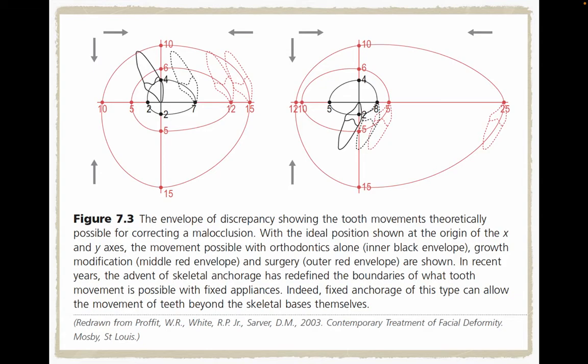For that reason, there is an envelope of discrepancy developed by Proffit. If you look at the diagram here, that represents the lower arch. The inner circle in black represents the tooth movement that we can do with braces alone, while the outer circle in red is what we can do with growth modification, whereas the bigger circle is with orthodontic surgery. So for example here, if the lower incisors are class 3 and you need to retract them, you can retract them up to 8 millimeters to get them back into the normal relationship.